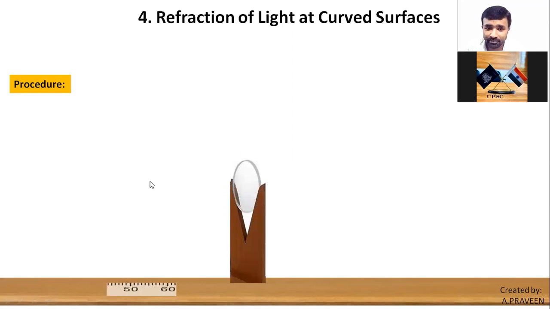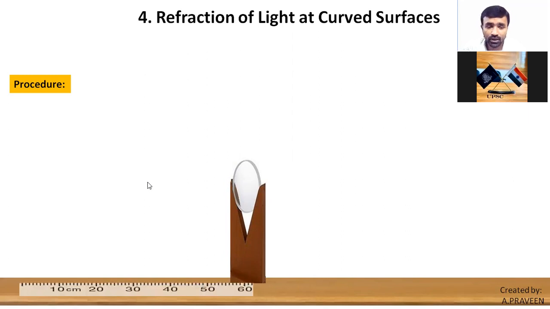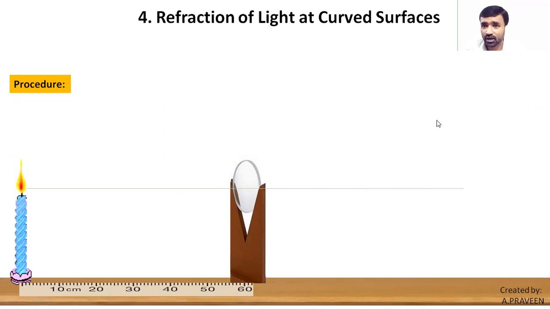Then measure the object distance as you decided. Here I have decided that the object position is 60 centimeters from the pole. At that place I am using the object. Here the object is a lighted candle. The flame acts as the object. That flame must be above the principal axis. Then I need to observe the image.